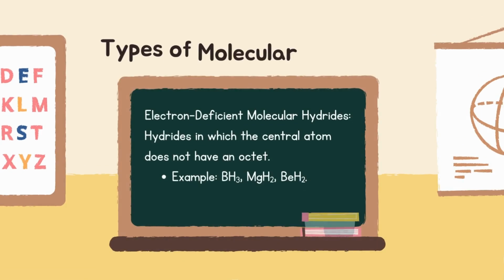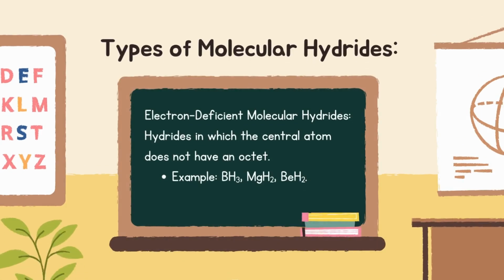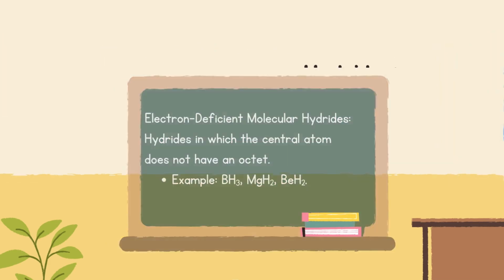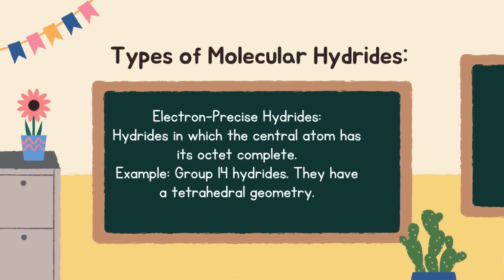Types of molecular hydrides. First is electron-deficient molecular hydrides: hydrides in which the central atom does not have an octet. Example: BH3, MgH2, BeH2. Second is electron-precise hydrides: hydrides in which the central atom has its octet complete. Example: group 14 hydrides. They have a tetrahedral geometry.